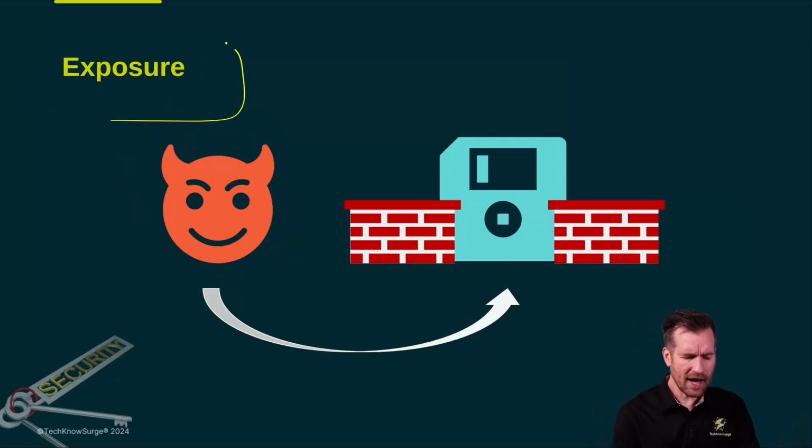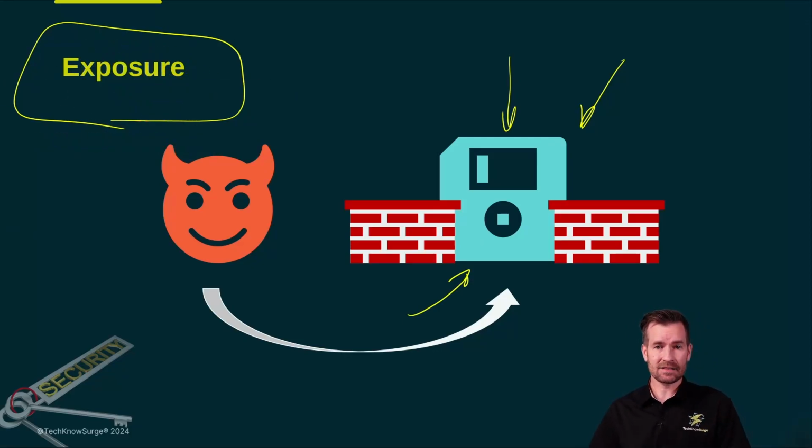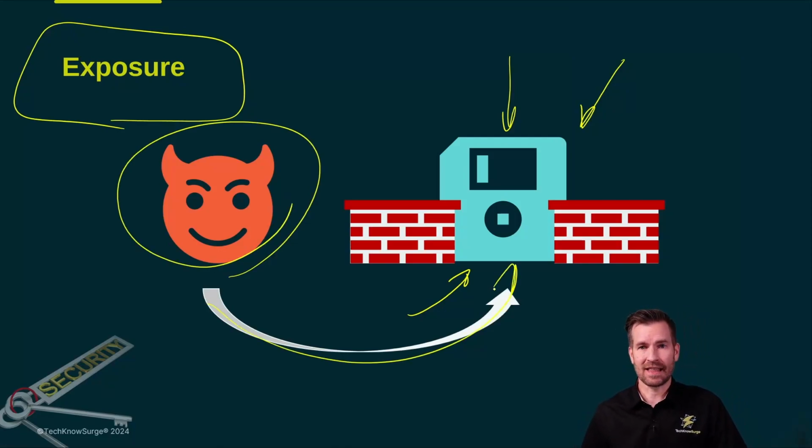An exposure happens when one of our assets goes unprotected. So in the case right here, we had a gate that was protecting this asset right here. Let's say a user gained access to this data right here, and then when they left, they forgot to close the gate, leaving it wide open. That leaves the opportunity for a threat agent to exploit that and be able to gain access to that data.